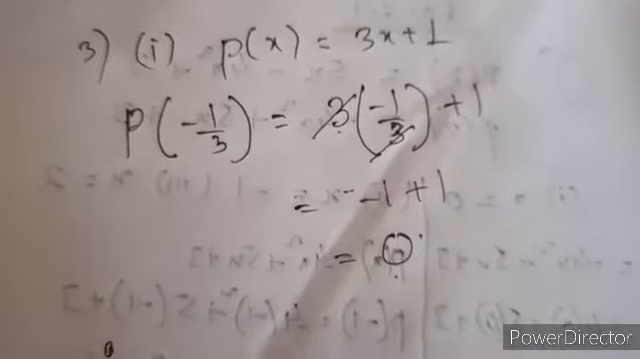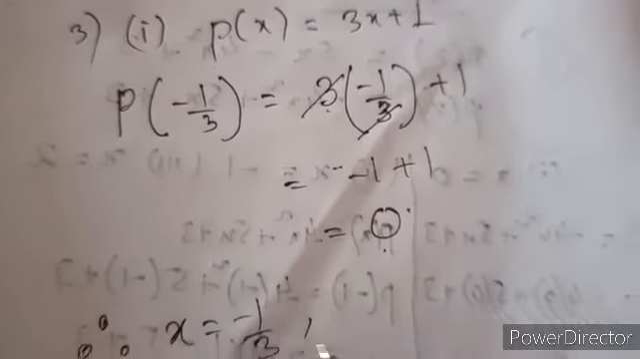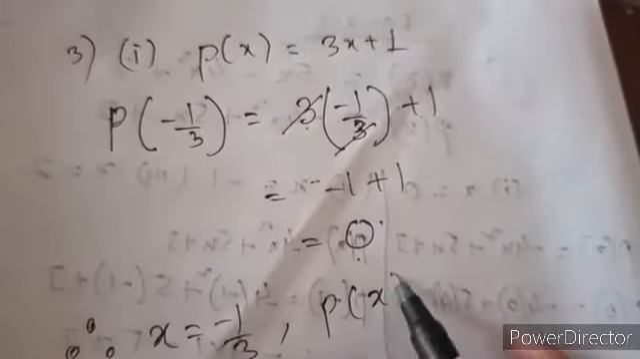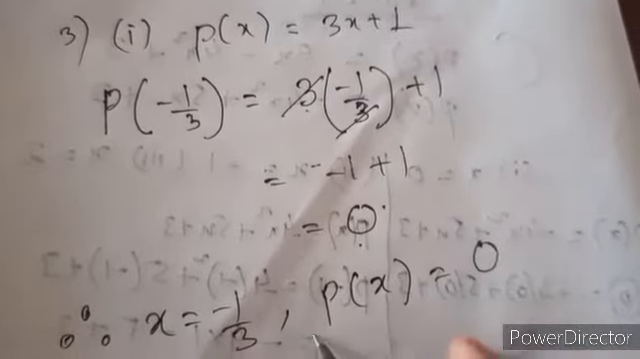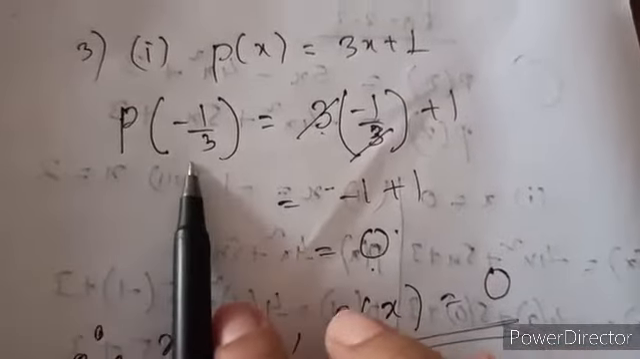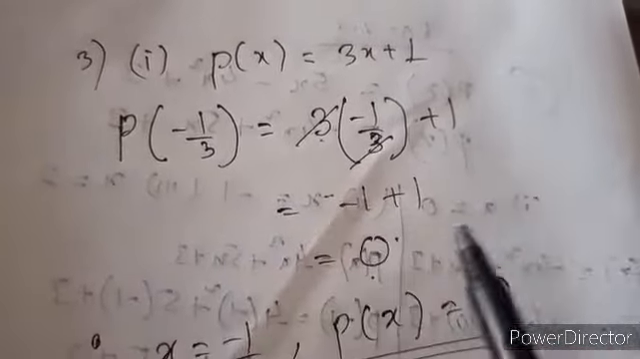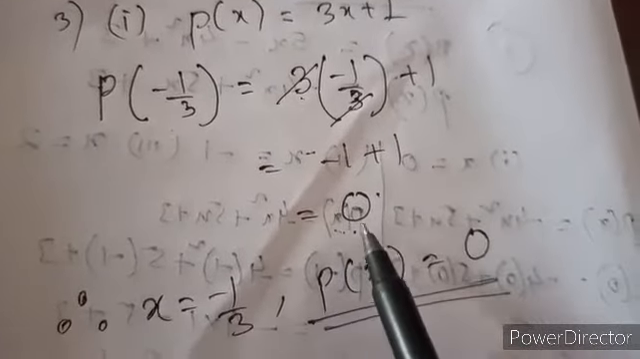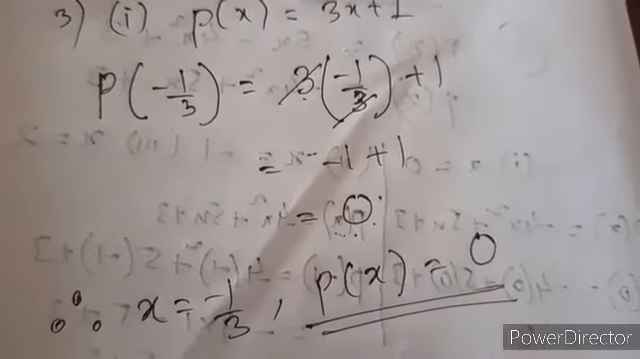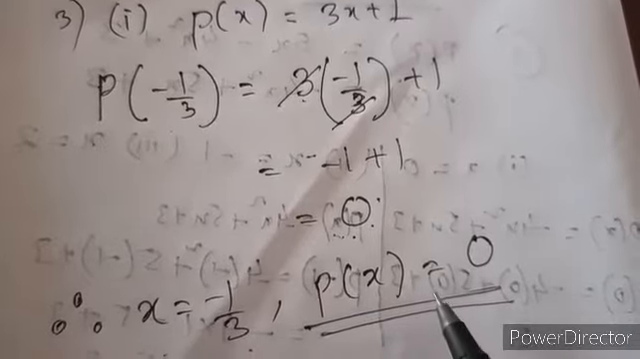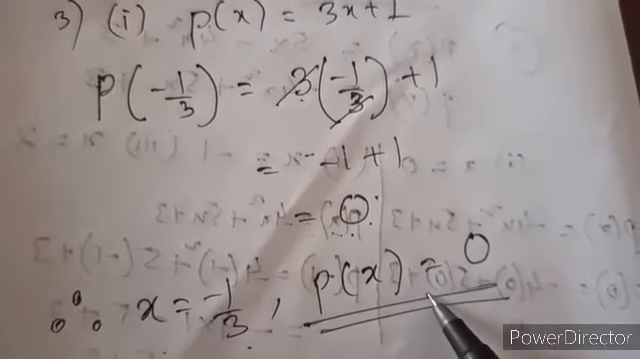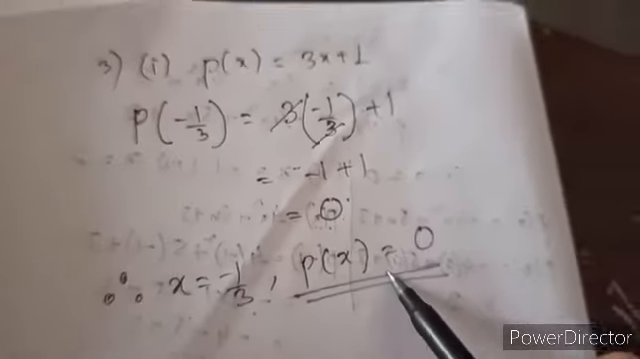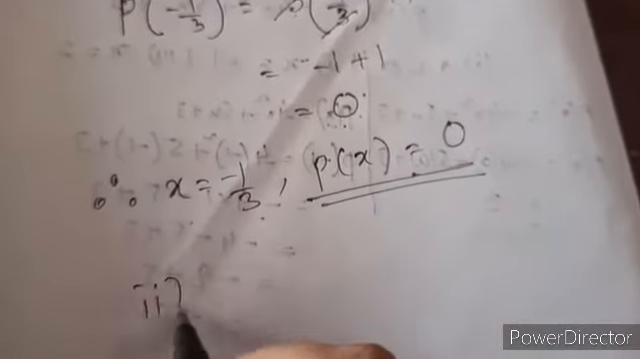Therefore, I can conclude that at x equal to minus 1 by 3, our polynomial value is coming to be what? 0. And whenever after substituting the value in the given polynomial, if your resultant answer is coming to be 0, that means we can say that it is a factor for this 0. Okay. Second question I am taking.